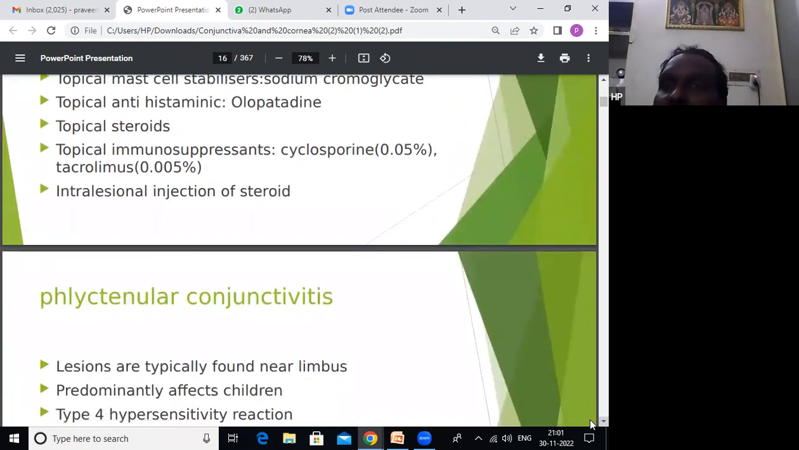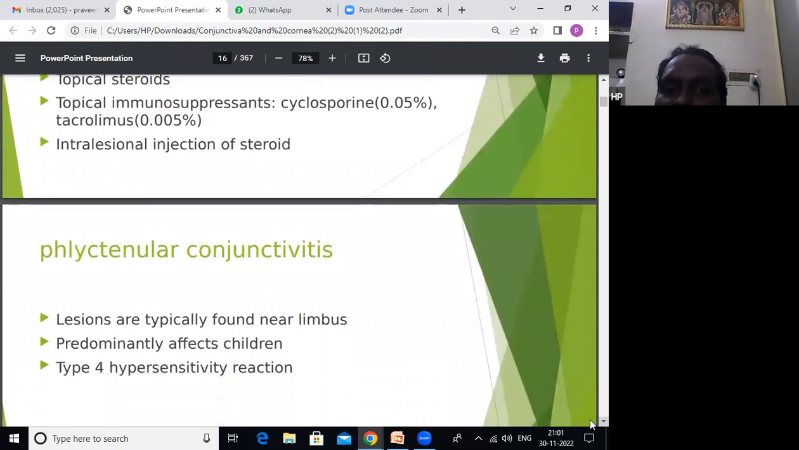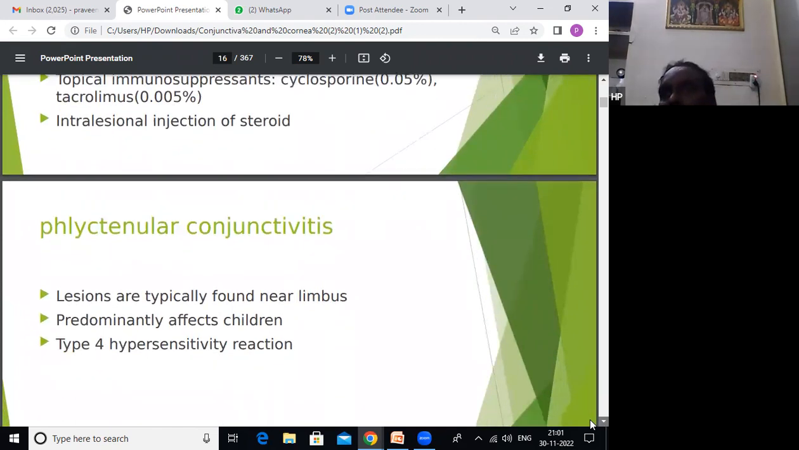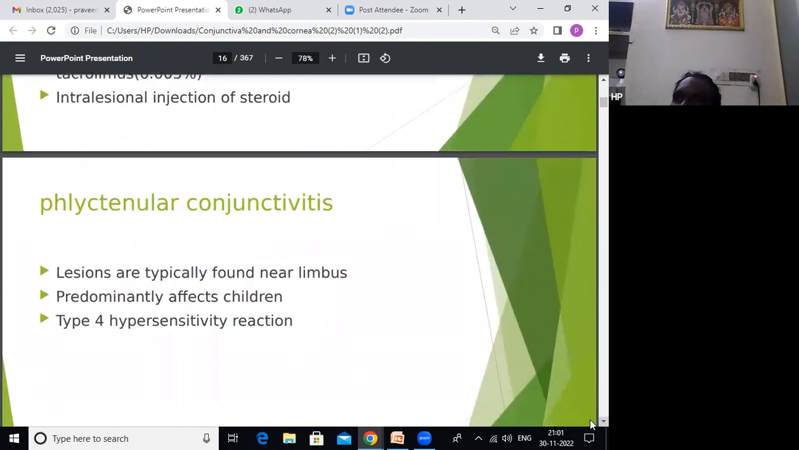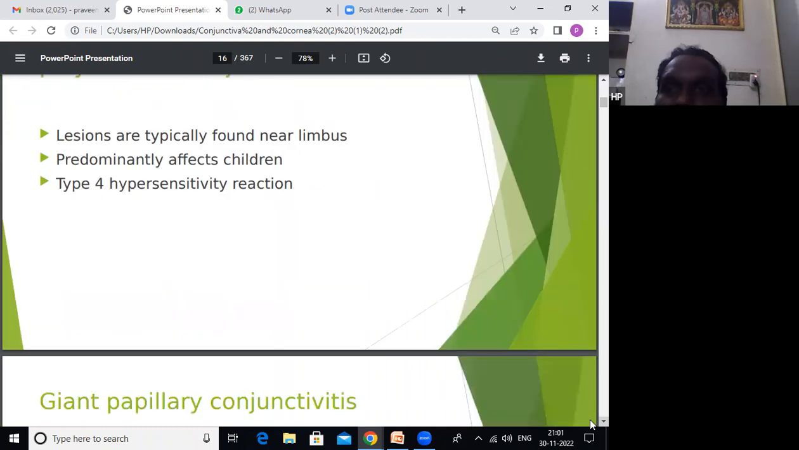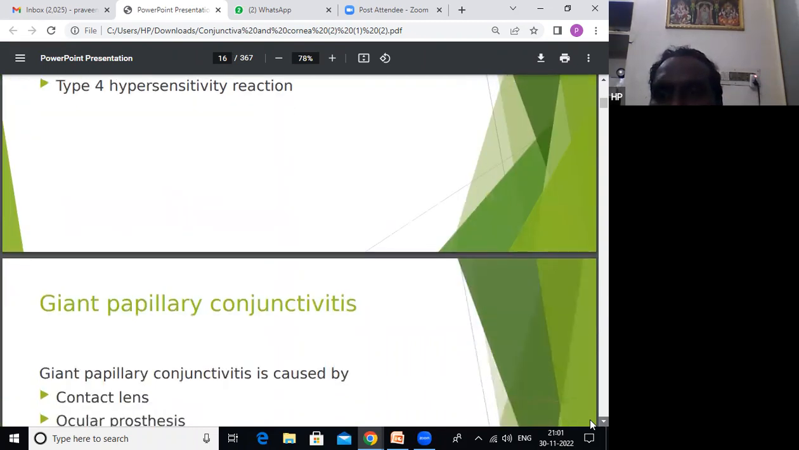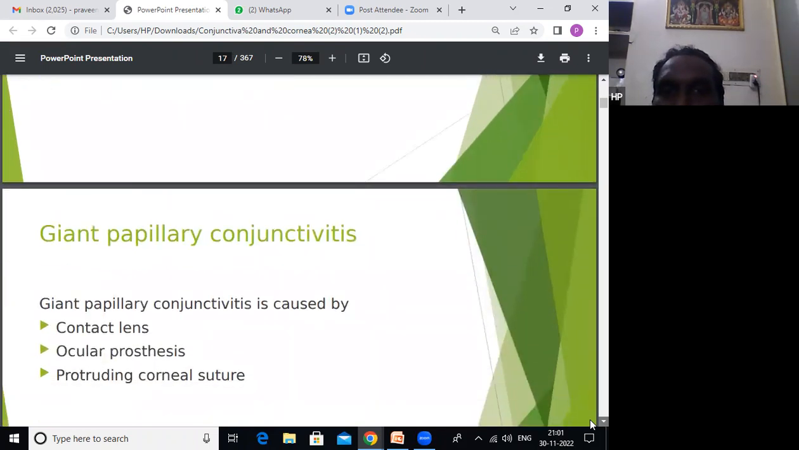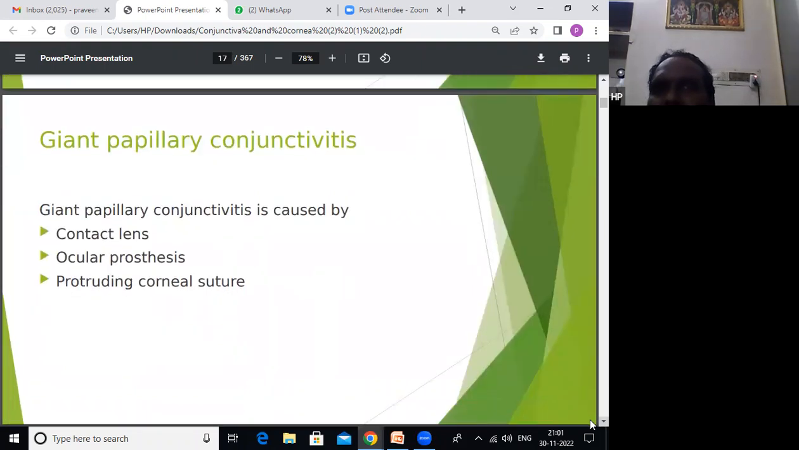Then you have another allergic conjunctivitis, which is Klippchen-Null conjunctivitis. The question can be whether Klippchen-Null conjunctivitis is a type 1, type 2, type 3, or type 4 hypersensitivity reaction. That is a type 4 hypersensitivity reaction. See, I'm a little fast. I'm sorry, but I need to tell you at least the salient features. That's why I'm a little fast. If you have any doubts, you can go through this PDF in detail.